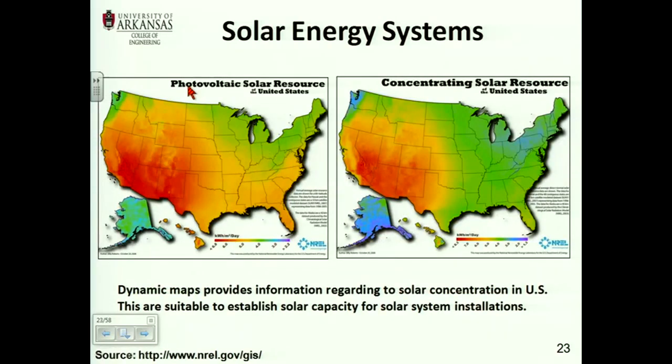This is what you have. This is the photovoltaic solar resource. You can see why a lot of things happen in New Mexico, Arizona, Southern California, right? You will see that in this area doesn't make. This has to do with the amount of watts per meter square.